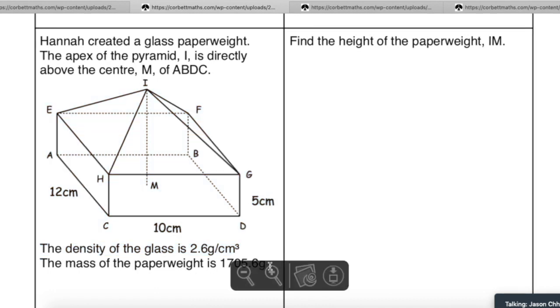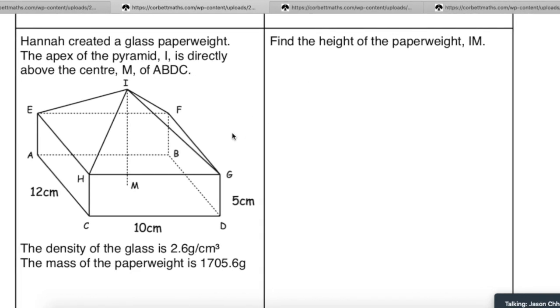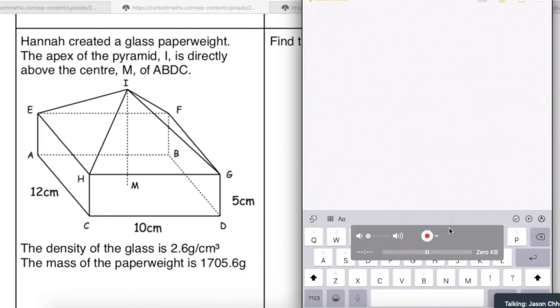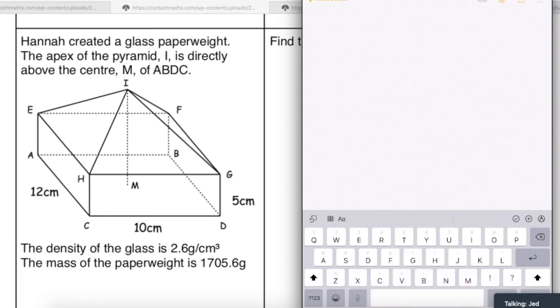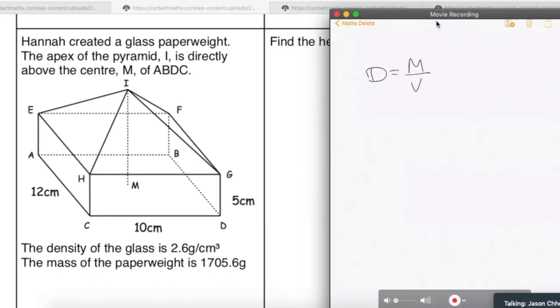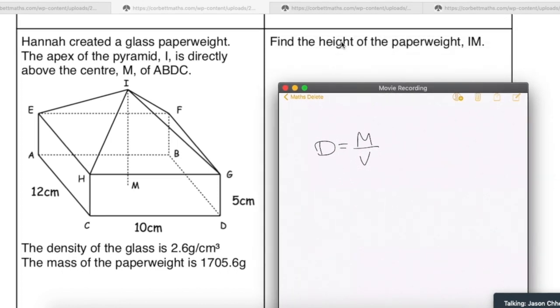We're given the mass as well, but we have to work out the height, right? So we've got the density, we're given the mass, we have to work out the height. So what formulas? Let's start with this. What formulas do we know for density? Yeah, density equals mass over volume. So now how can we rearrange this to work out the height? Where does the height come from?